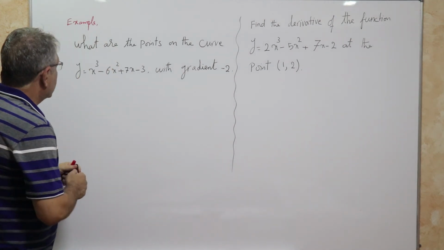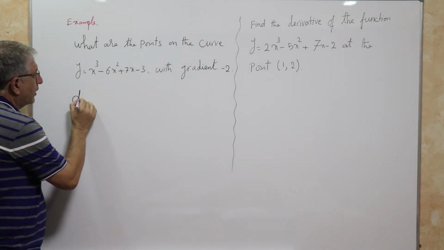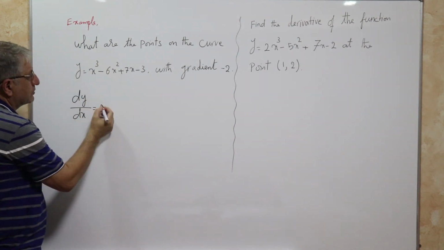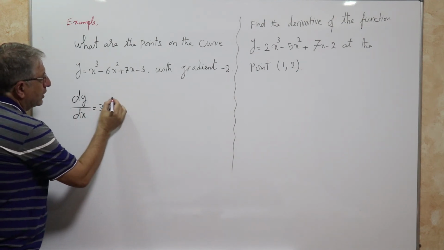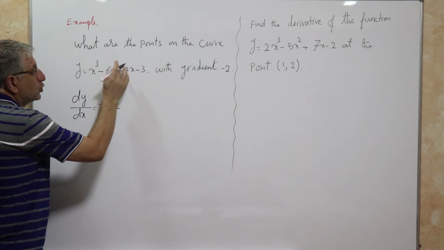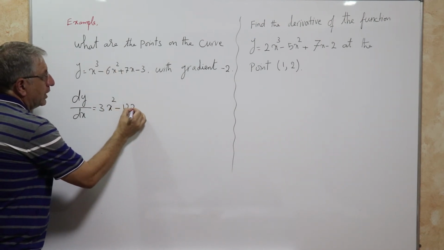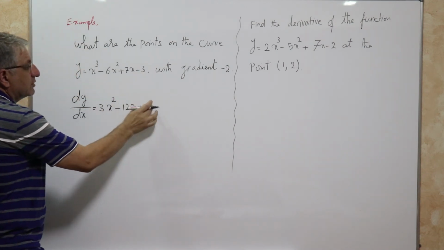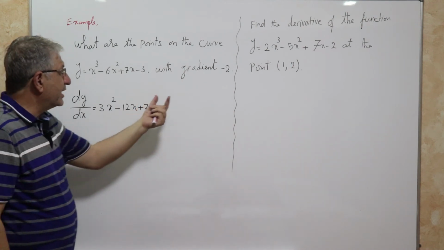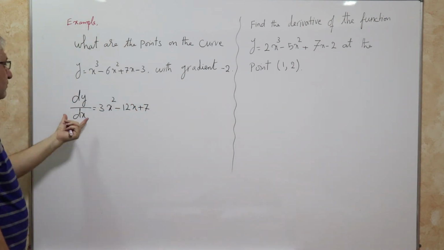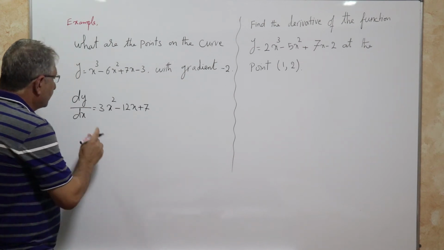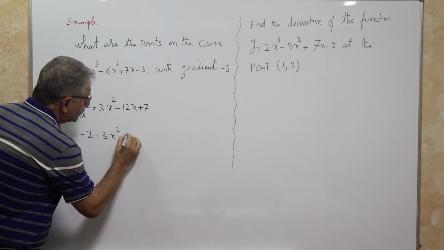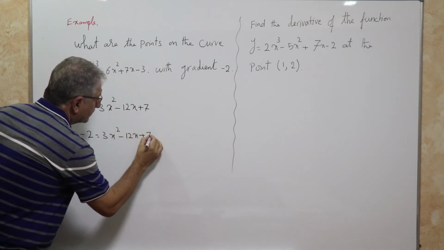To find the gradient, you know that you have to find dy by dx. Finding dy by dx, the 3 comes down, so it will be 3x squared. 2 times 6 is negative 12x, and this will be plus 7. Negative 3 will be 0. Now the gradient is negative 2, therefore this dy by dx is negative 2. Therefore, negative 2 is equal to 3x squared minus 12x plus 7.